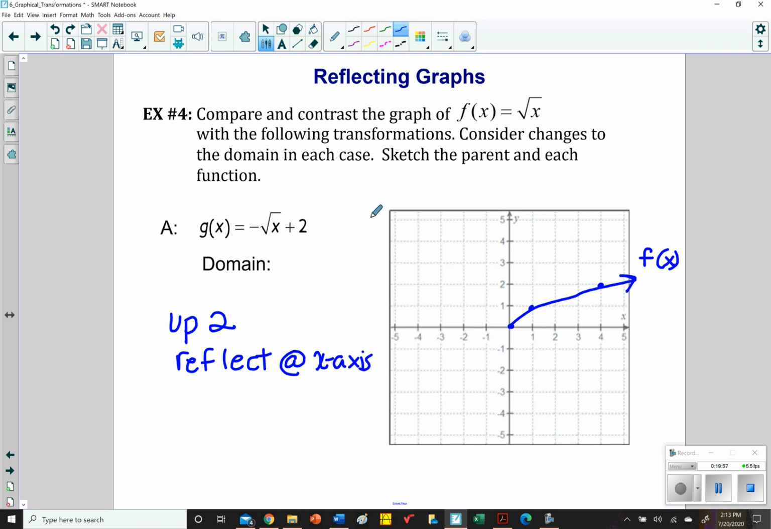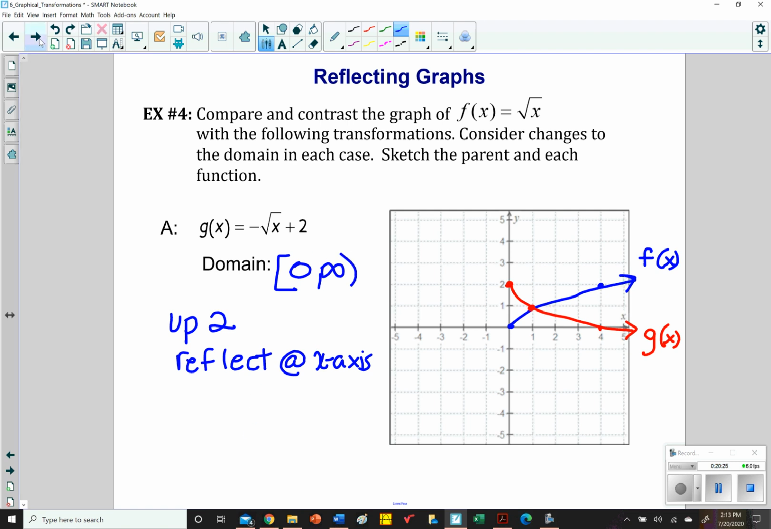So in red, we're going to move the graph up 2, and this graph that's going this way is now going to go down this way. So g of x goes that way, upside down. And the domain for g of x would be from 0 inclusive to infinity.